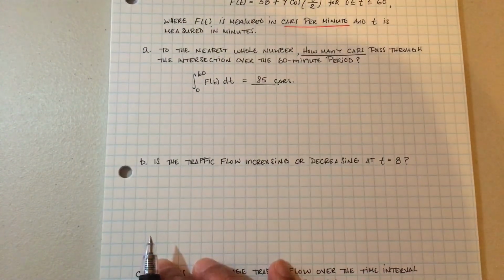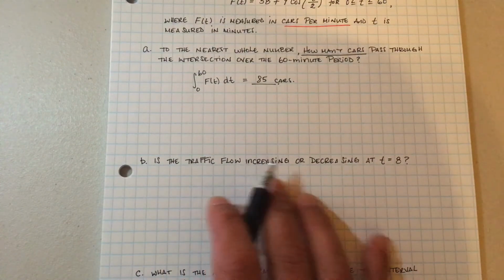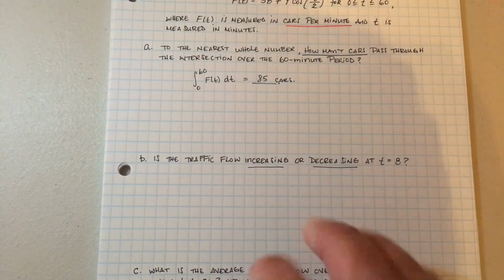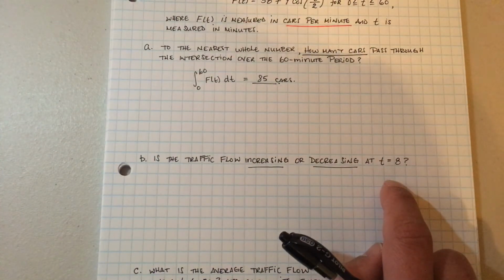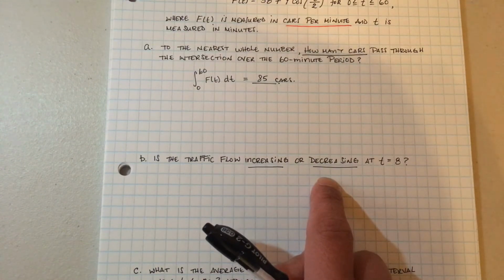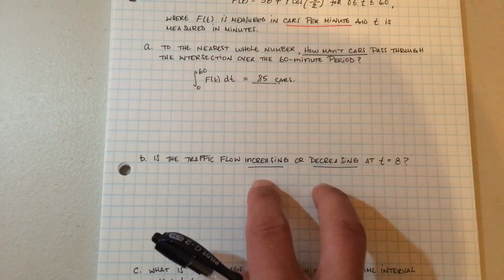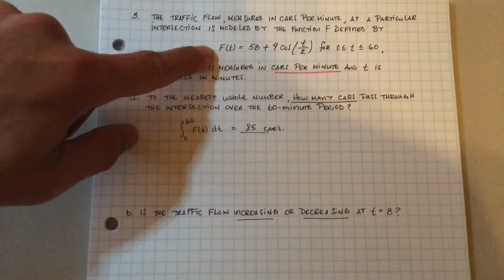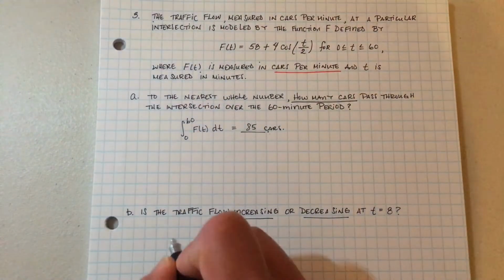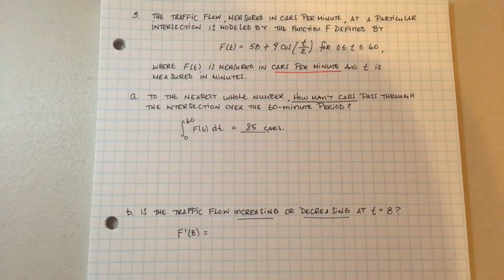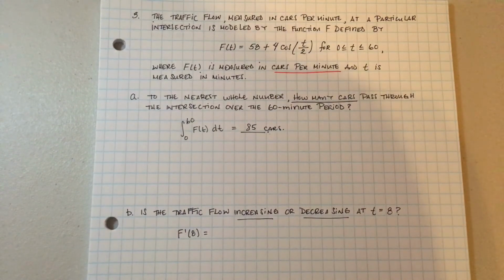All right. So part B, is the traffic flow increasing or decreasing at t equals 8? Okay. So at that specific time, is the flow increasing or decreasing? What does that mean? Well, that means the derivative at that specific point in time, at t equals 8. Is this flow rate increasing or decreasing? So what you want to do is find f prime of 8.